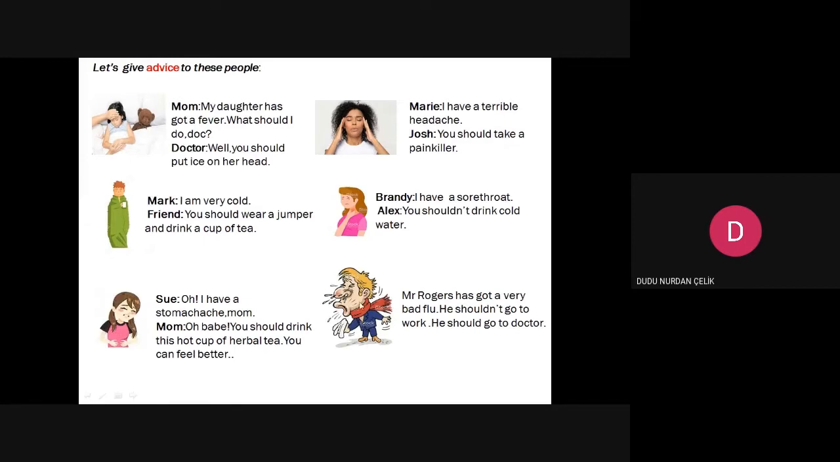Mr. Rogers, see, he is still ill, very ill. A bad flu, cold, sneezing, runny nose, coughing, everything. He's really ill. He shouldn't go to work. He should go to the doctor.